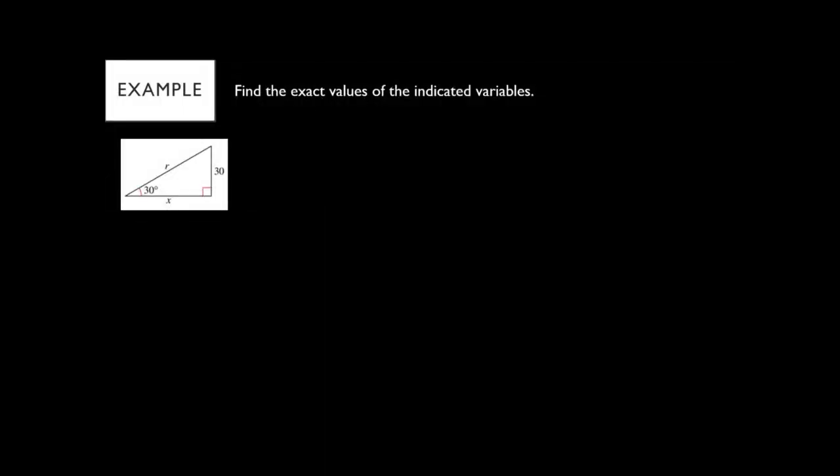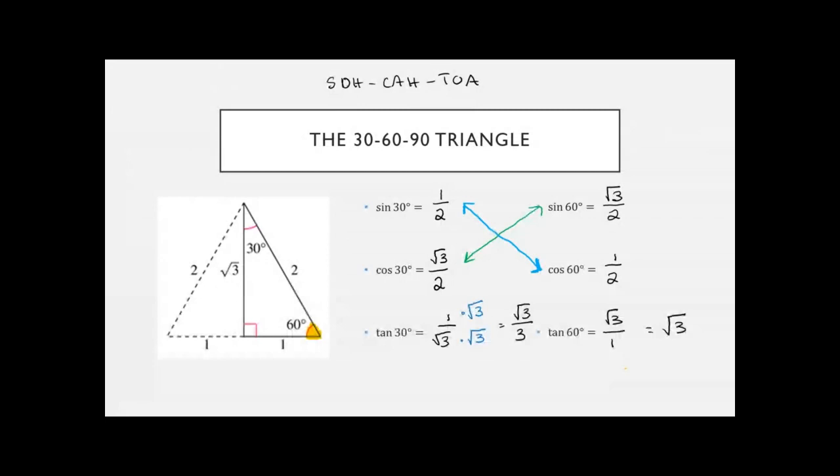And so now we're just going to be given one of these triangles. And here, this happens to be a 30-degree angle. And we are going to find the exact values of the indicated variables. So here, I need to use that 30 degrees. And the only side that I'm given is 30, and I need to find R and X. And to do this, we are going to be using our values that we found right here.